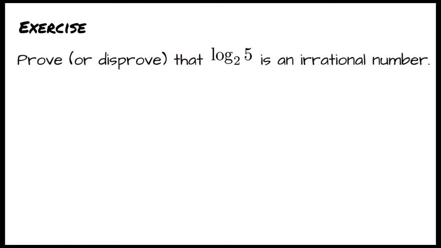So let's solve a quiz problem. Prove or disprove that the logarithm of 5 is an irrational number. First, let's assume the negation of the proposition. That means the log of 5 base 2 will be rational.